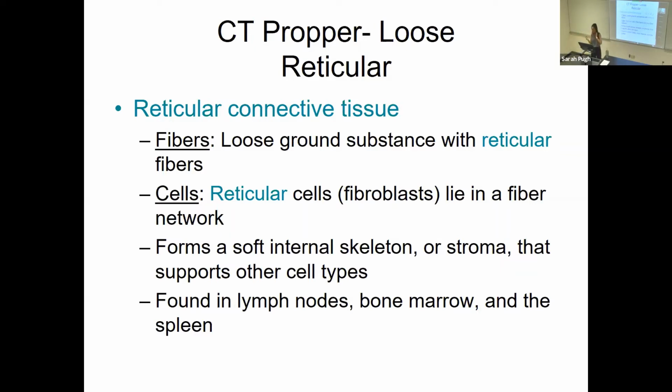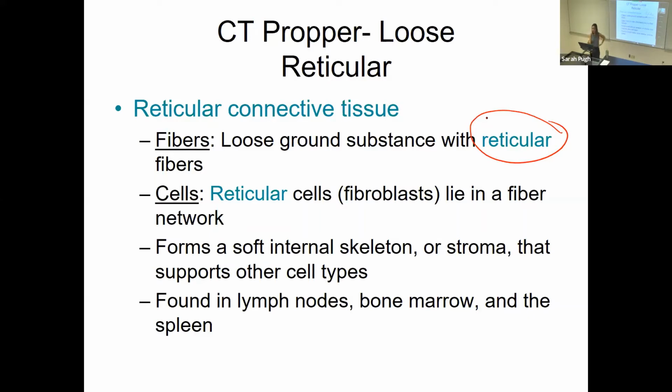Thank you. All right, so reticular connective tissue gets its name because of the type of fiber that we have. Remember we have collagen, elastic, and reticular fibers. So this one gets its name because it has a lot of reticular fibers. These are fibers that are similar to collagen fibers. Remember, collagen are the ones that are stronger than steel. They're a little more delicate. They're not quite as tough as collagen.